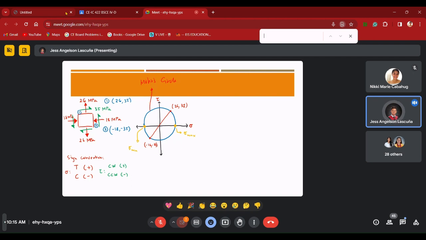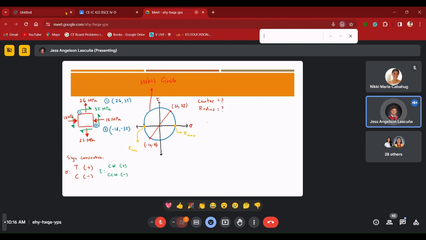So how do we determine these values? If we know the center of the circle, then we add the radius to get the maximum principal stress, and if we subtract, we get the minimum. So we need to determine the center and the radius.